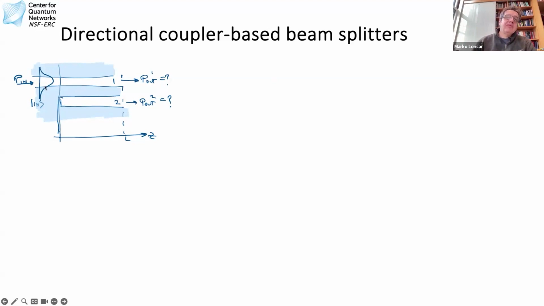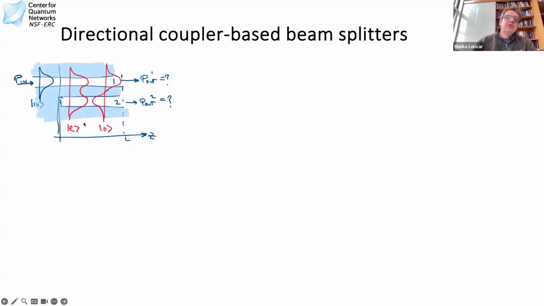If I have a single waveguide and a single mode, this is the cross-sectional profile of the electric field of this single-mode waveguide. Now this mode is an eigenmode of this single waveguide structure. However, this mode is not an eigenmode, it's not a solution to two coupled waveguides.